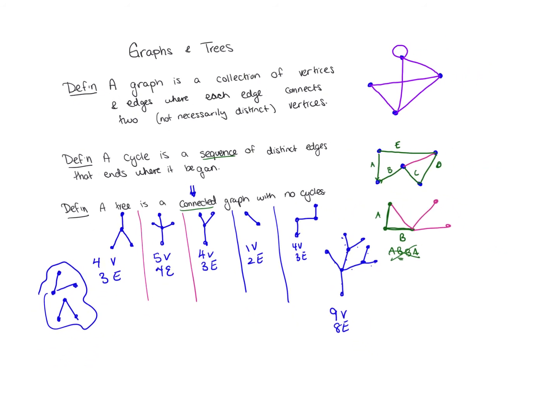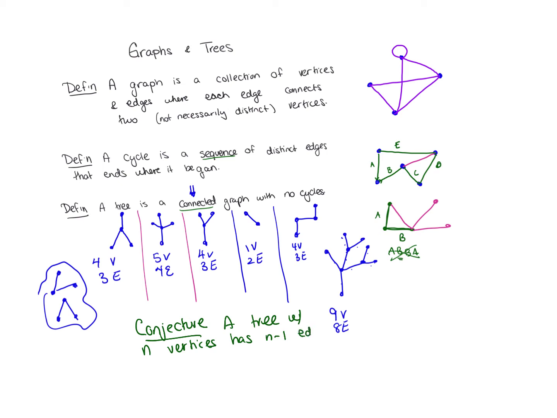So we can make a conjecture. A tree with n vertices has n minus 1 edges. I encourage you to try to go ahead and prove or disprove this conjecture. See if you can come up with a counterexample to disprove it, or see if you can come up with a proof. And we'll prove this on the next slide.